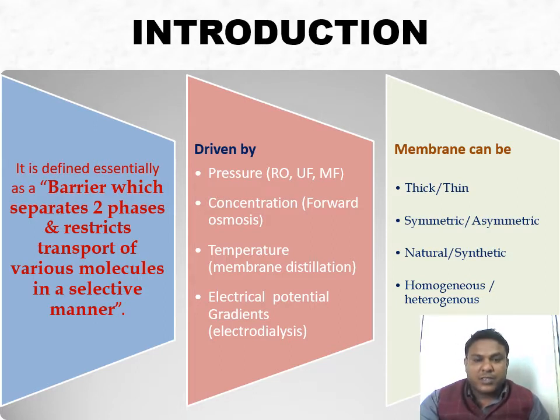Membranes, which are an integral part of membrane separation technology, can be defined specifically as an interface that separates the two phases and restricts the transport of various chemical species through it. Membranes can be thick or thin, symmetric or asymmetric, natural or synthetic, homogeneous or heterogeneous. The selection of membranes as an effective barrier is very crucial in the application of membrane technology in food processing.